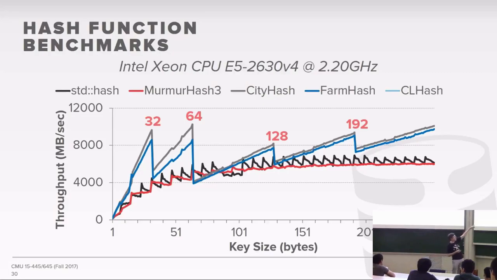Again, I said before in the last slide, in the case of FarmHash, they optimized it for things that are less than 64 bits, and that's why you see they're much, much faster than all these other ones, because that's sort of the best case scenario for these hash functions.